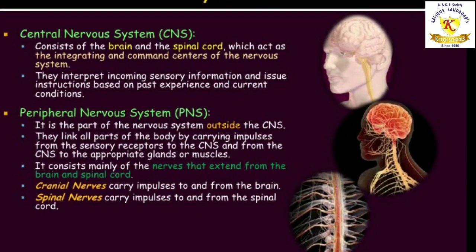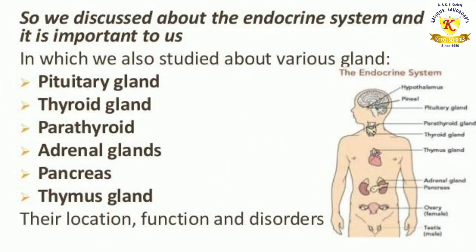So, children, we have discussed the endocrine system and why it is important to us, in which we also studied various glands like pituitary gland, thyroid gland, parathyroid, adrenal glands, pancreas, thymus gland. We have studied their location, functions, and also their disorders.